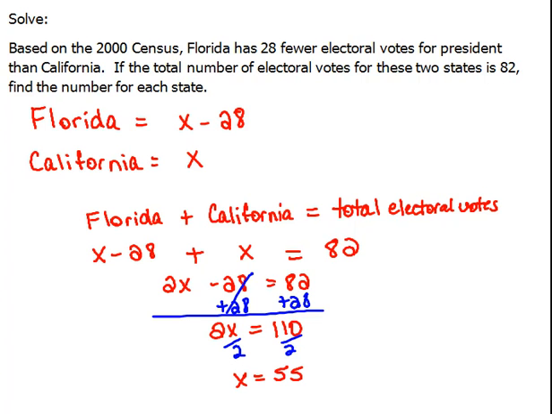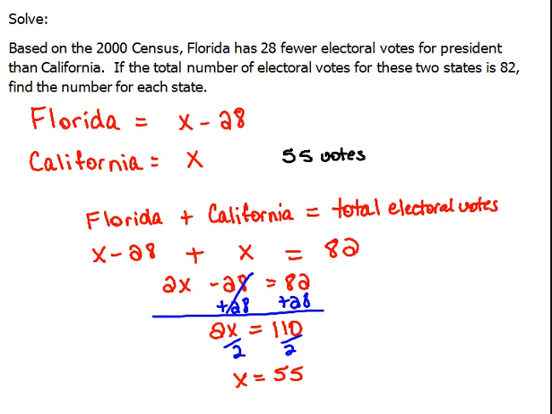Now, once you've solved it, you're not done. Let's go back up and reread the problem. Based on the 2000 census, Florida has 28 fewer electoral votes for president than California. If the total number of electoral votes for these two states is 82, find the number for each state. What they're really asking us is, how many votes does Florida have and how many votes does California have? Well, we found x equals 55. That's the number of votes that Florida has, 55 votes.